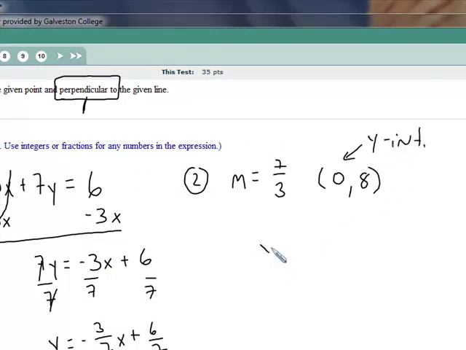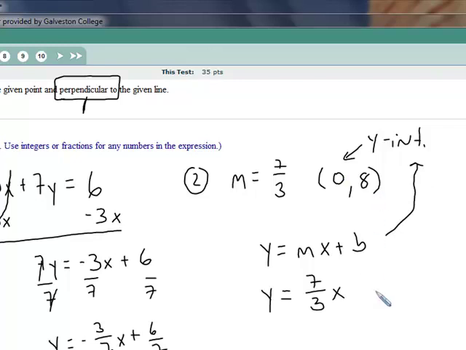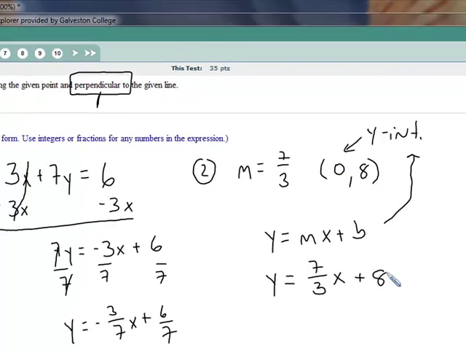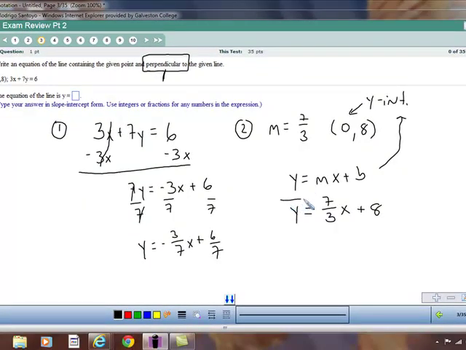Then all we have to do is put this into our slope-intercept form equation, which is y equals mx plus b. We know our m now, 7 over 3x, and we know our b. b, remember, stands for our y-intercept, and we know the y-intercept, so it's just 8. So that is our answer for number 3.